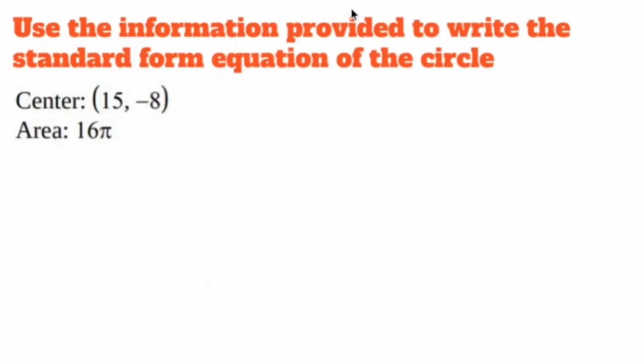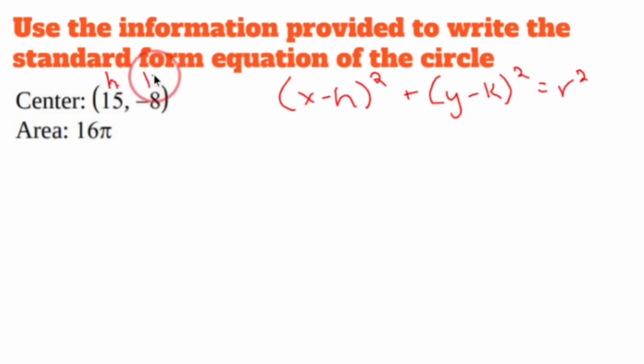Use the information provided to write the standard form equation of a circle. Well, the standard form equation of a circle is (x - h)² + (y - k)² = r². My center is (h, k). Well, that's nice. There's my h, there's my k. My r is, I don't know.